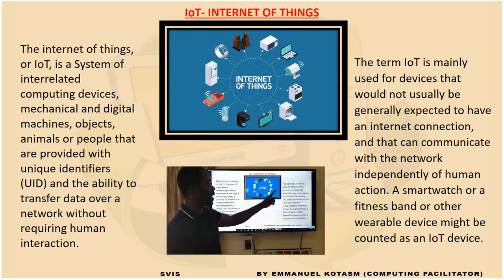So we said the term IoT is mainly used for devices that would not usually be generally expected to have an internet connection and that can communicate with the network independently of human action. So we said a smartwatch or fitness band or other wearable devices might be counted as IoT devices.